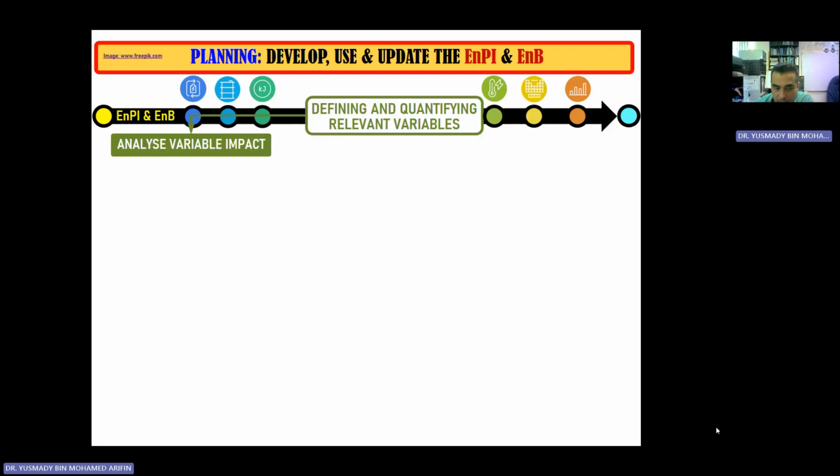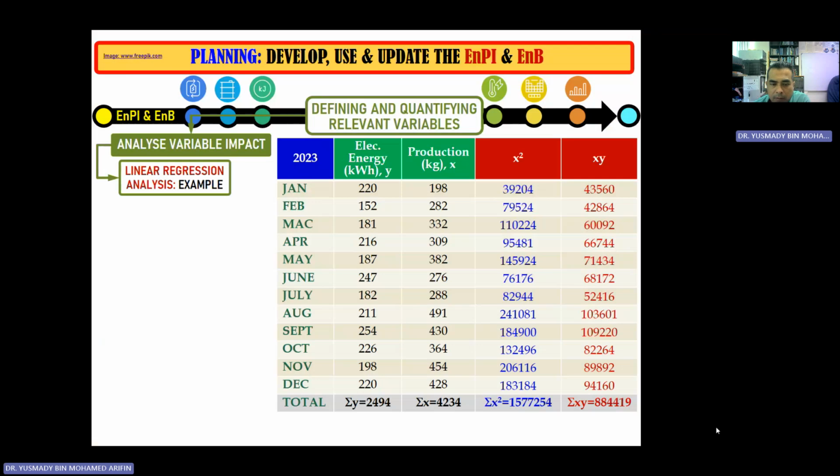Okay, so now the example for the linear regression analysis. For example, we have a table. We have the data for 2023, starting from January until December, so the data for one year. Y data refers to the electricity energy used, and X data refers to the production in terms of kilograms.